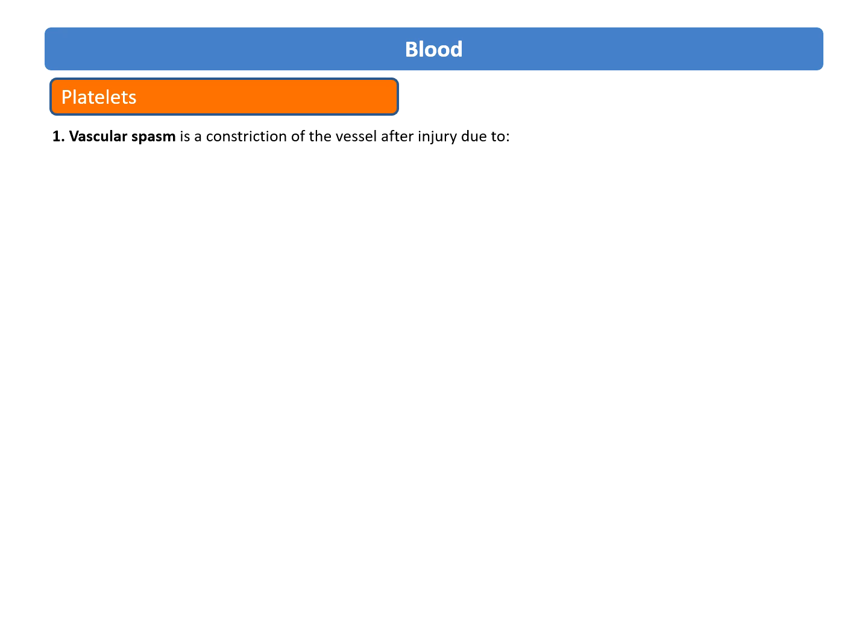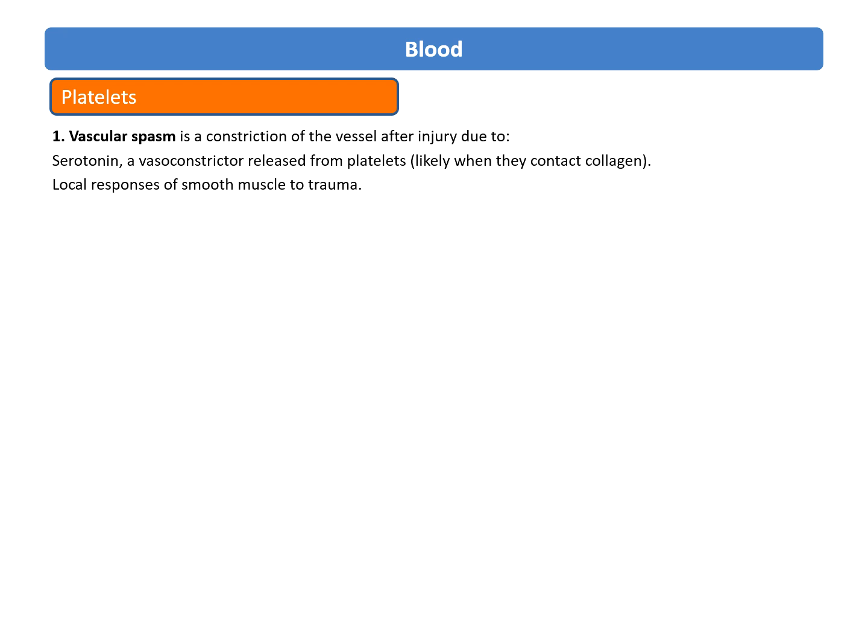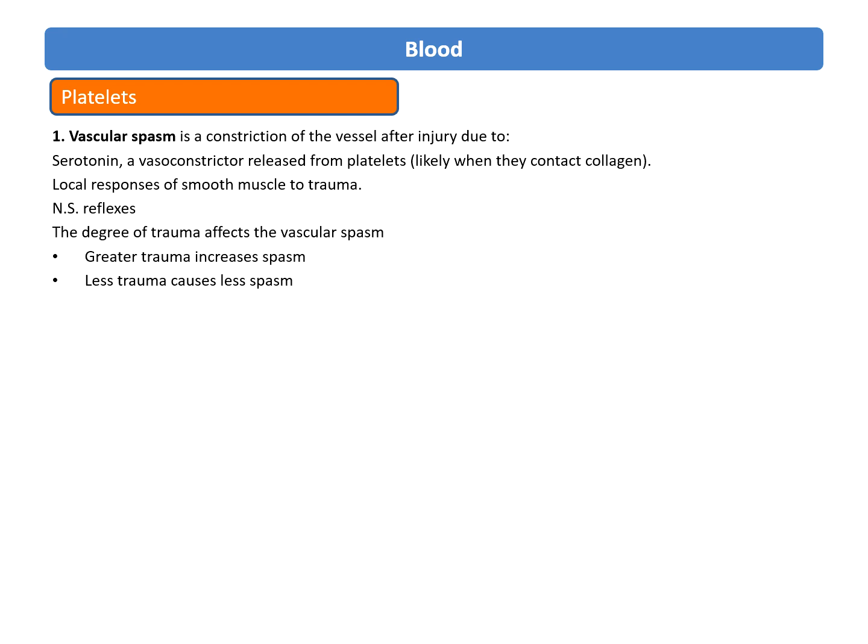The vascular spasm, the first event, is a constriction of the vessel after injury. It's due in part to serotonin, the vasoconstrictor released from platelets, likely when they contact collagen. It's a local response of smooth muscle to trauma. It's also due in part to nervous system reflexes. The degree of trauma affects the extent of vascular spasm. The greater the trauma, the greater the spasm. The less trauma causes less spasm.